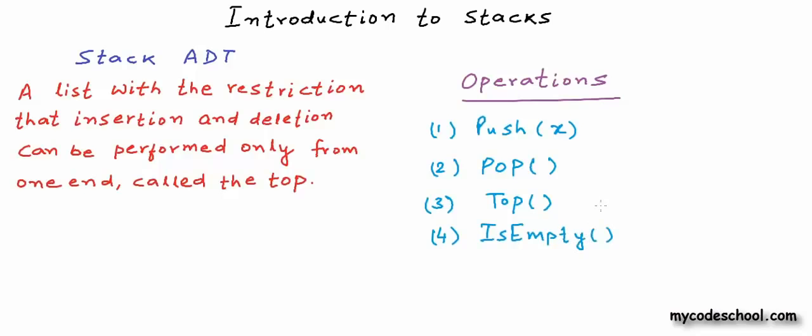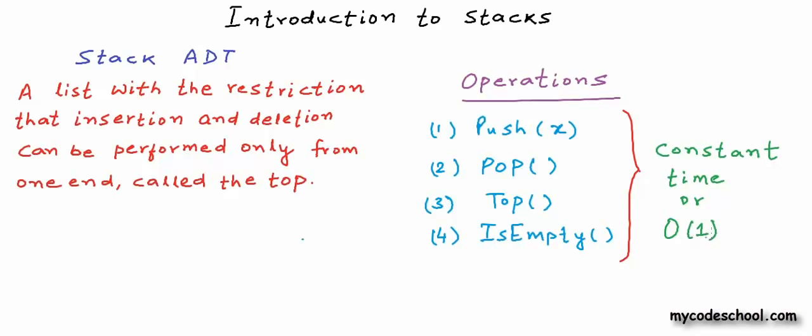So this operation will return true if the stack is empty, false otherwise. Push is inserting an element on top of the stack, and pop is removing an element from the top of the stack. We can push or pop only one element at a time. All these operations that I have written here can be performed in constant time, or in other words, their time complexity is big O of 1.